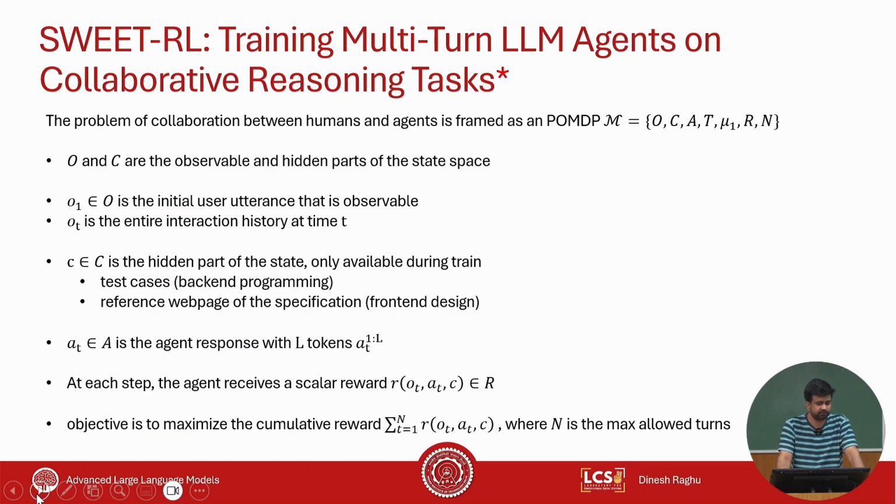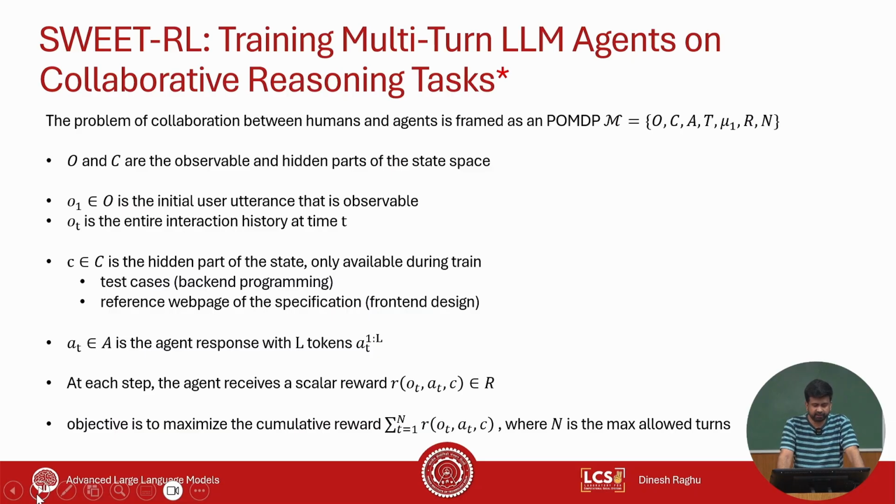For test case, for back end programming, it's the test cases, and for the front end design, it is the reference web page of the specification. And the agent action is natural language, which is either the entire HTML web page generated one token at a time in the current utterance, or the natural language communication that it does to get more information, or it could be the entire answer and then the code. It can be anything. It's just a series of L tokens, right? At any point, any time t.